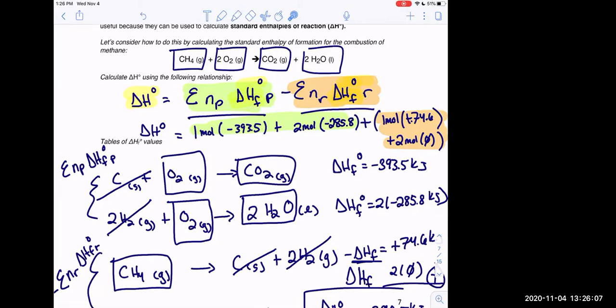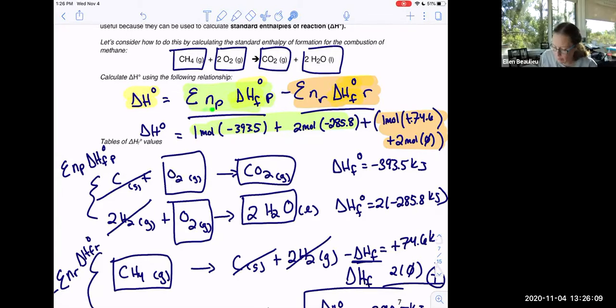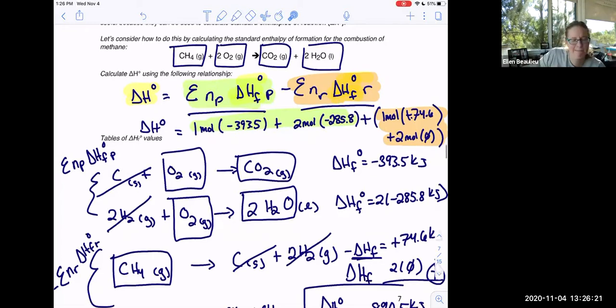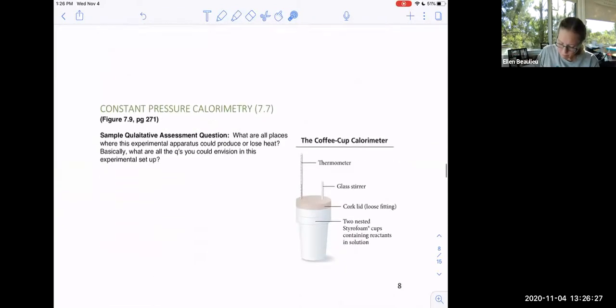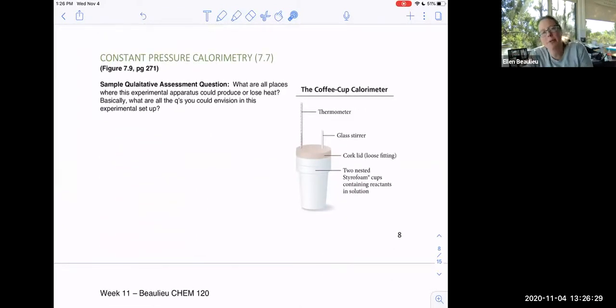I just did that to show where the mathematical relationship came from. But probably that's not what you needed from me in week 11. So I'll revisit that for next semester. All right. I want to get to calorimetry because that's really where your lab is today.